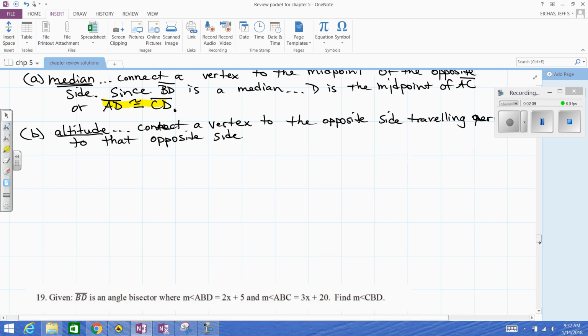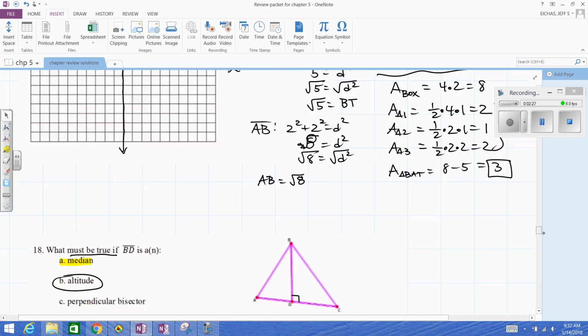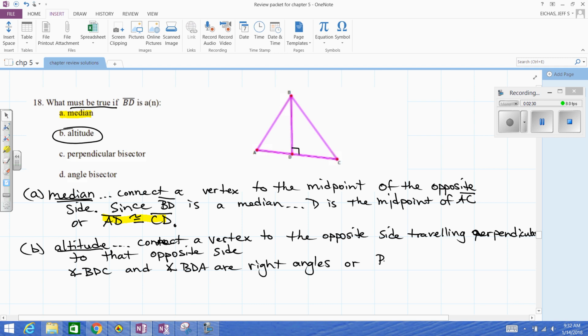So, what's the conclusion? All right, so D hits the other side. Our conclusion then, it must be angle BDC and angle BDA are right angles. Or you could have probably gotten away with BD perpendicular to AC. Something like that.